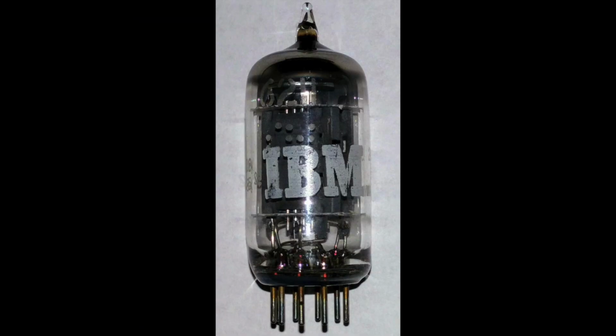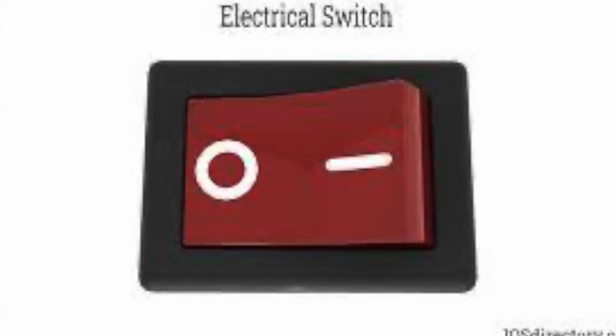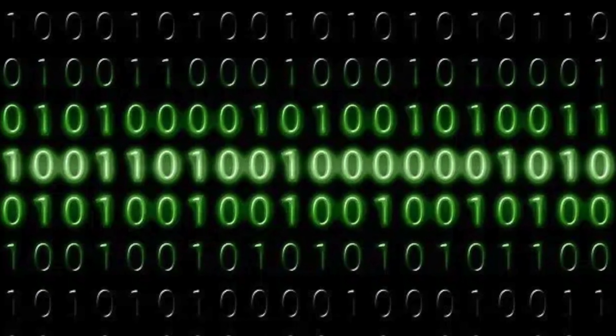The first form of a bit we had in history is the IBM vacuum tube, which was a way of operating basically like a switch. If there is electricity on it, it's on. If there is no electricity, then it's off. These two states are the first representation of what binary code is.